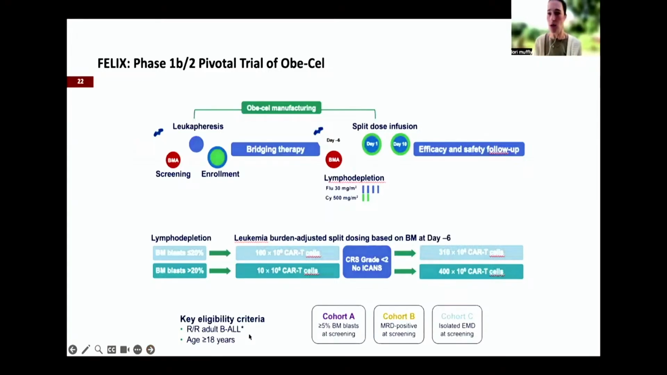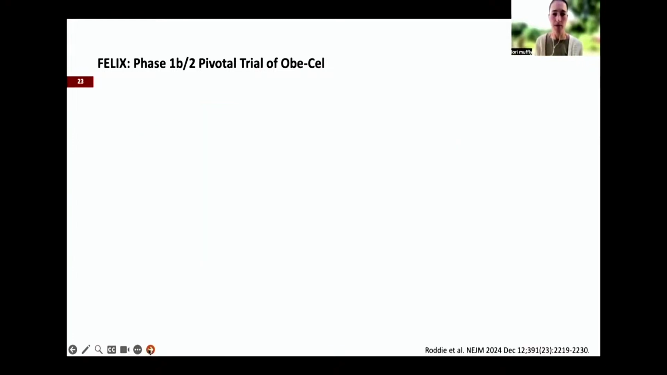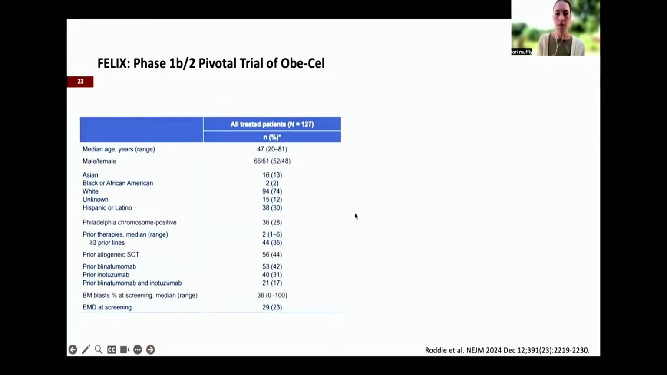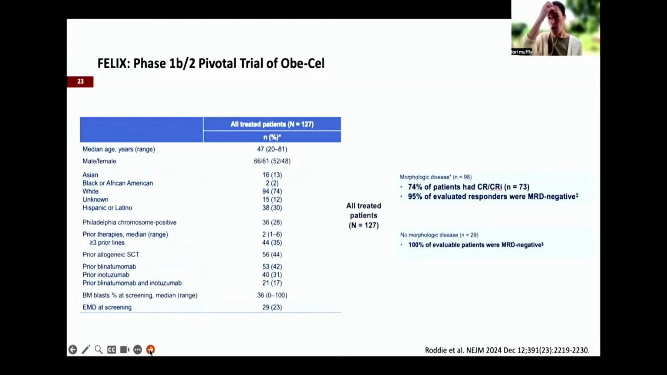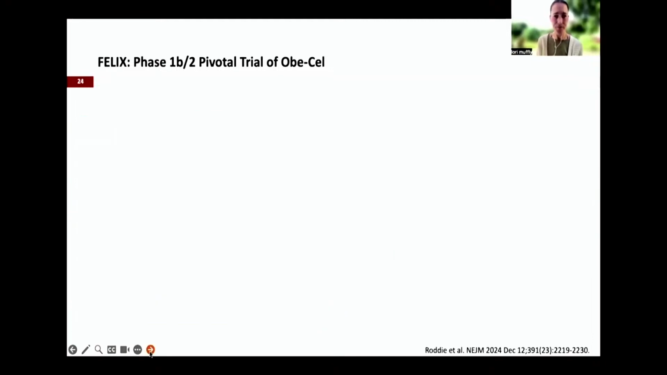This was all adults over the age of 18 with relapsed refractory B-ALL. I'll go through this quickly. This is just their baseline characteristics, which looks pretty similar to most of the CAR trials in adult ALL. All treated patients, N equals 127, of whom most fell into the morphologic disease cohort. You can see 74% CR/CRi rate, the majority of whom were MRD negative. And in patients in those other categories, particularly cohort B, which was MRD only, all achieved MRD negativity.